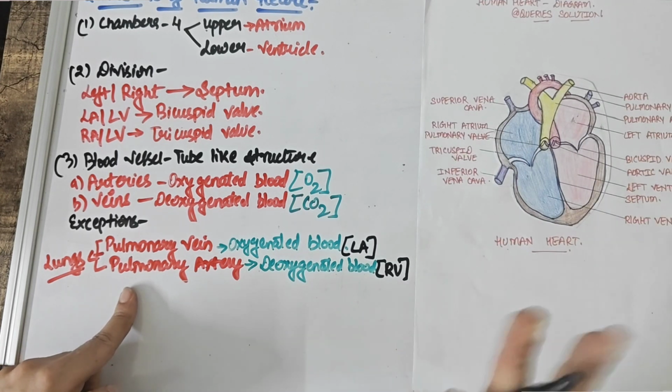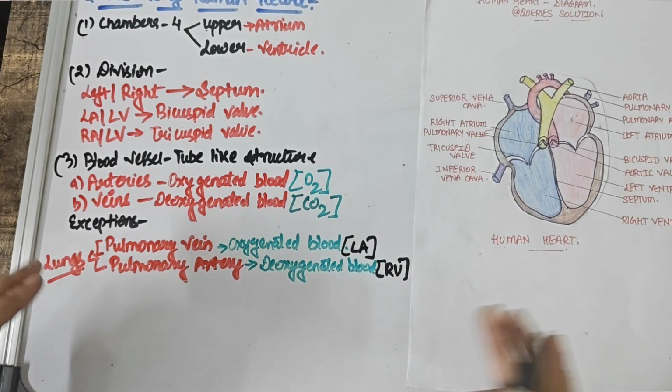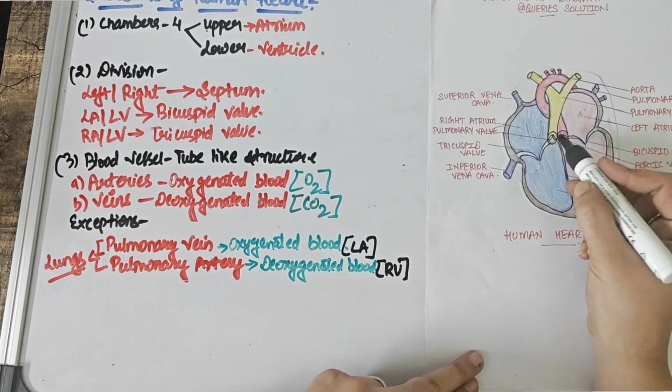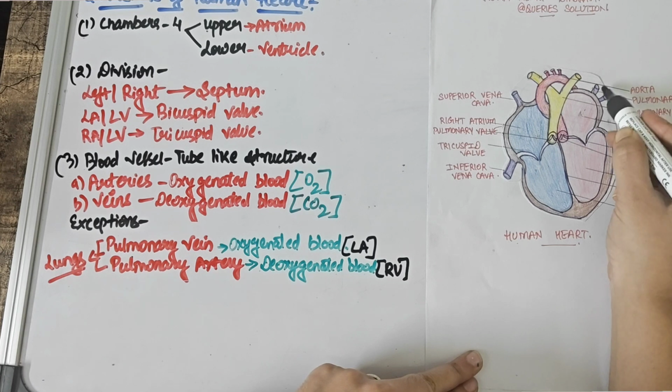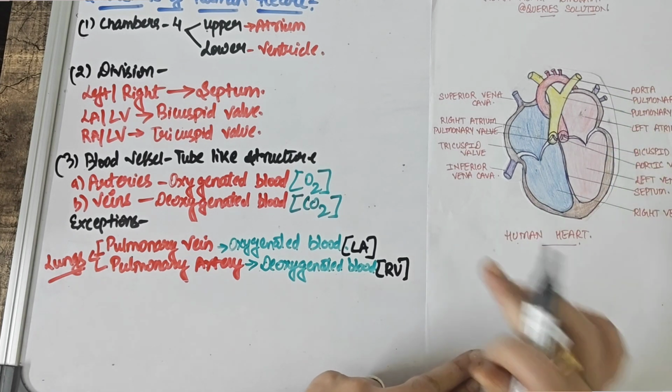Okay, just understand this much by now. Why and all, we'll understand later. So the pulmonary artery will carry the blood from here. The pulmonary vein is actually going to pour the blood here internally, which is the left atrium.